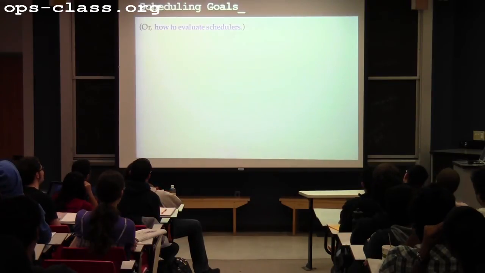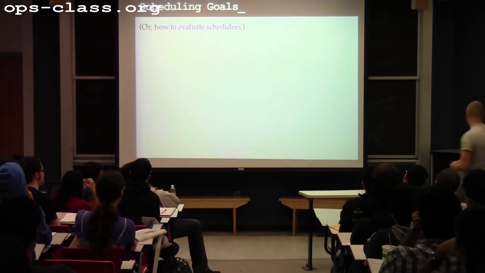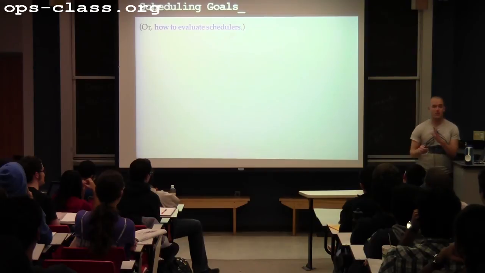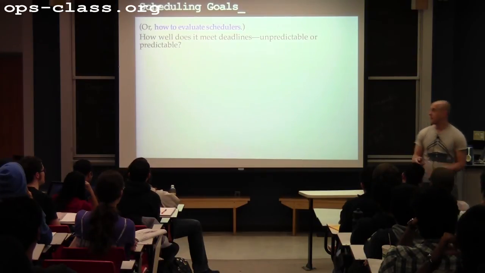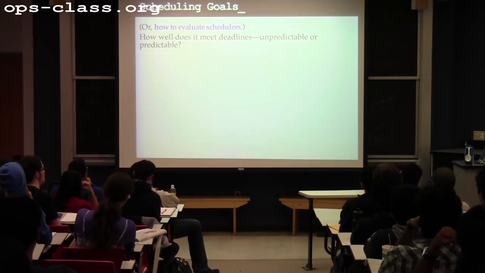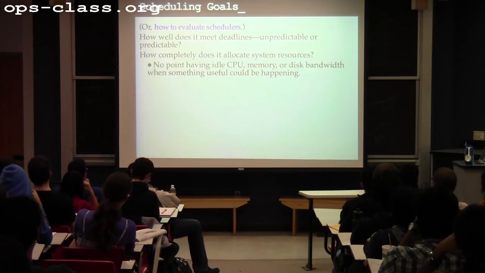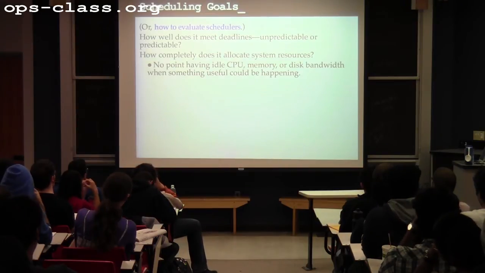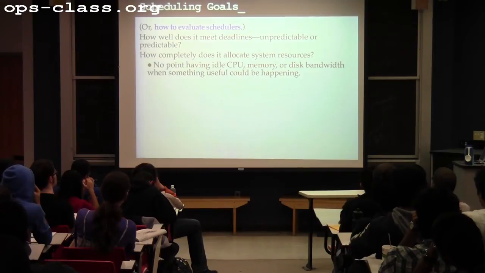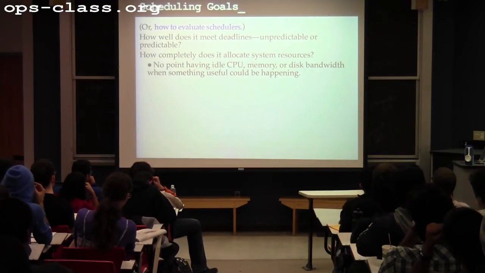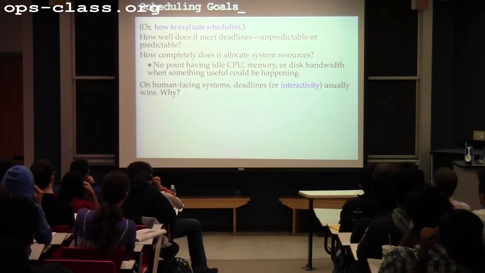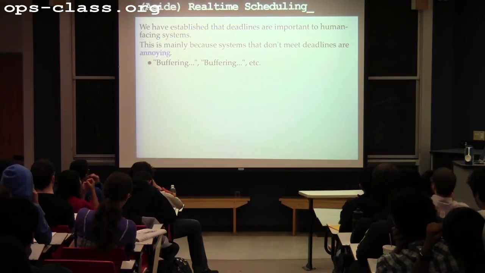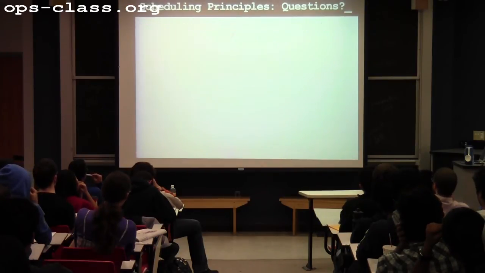OK. So now, when we start thinking about actual ways of making this decision, we come down to again conflicting requirements, right? The first one is, how well does it meet deadlines, both these predictable continuity deadlines and these unpredictable deadlines? And then, how completely does it allocate system resources? When there is work to do, how effectively does it take all scheduled tasks to keep all the parts of the system busy that are needed, right? And again, this is the classic reason that interactivity wins. Your time's more important than your computer's, right?